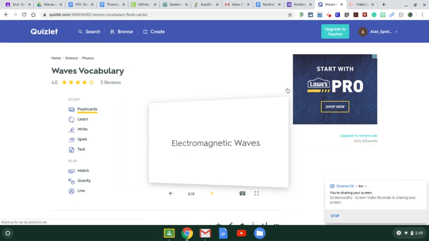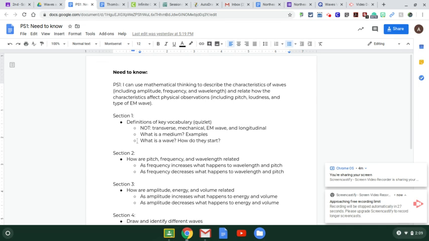Mechanical waves or electromagnetic waves. Let's go back to our PS1. All right. And one last thing, how do they start? Waves start with a disturbance, right? So you have to send energy through something in order for it to start, and that begins with a vibration. So example, the tuning forks, when you did those in class, you hit it against the rubber block, it starts to vibrate, sending the sound waves through the air, which is the medium.